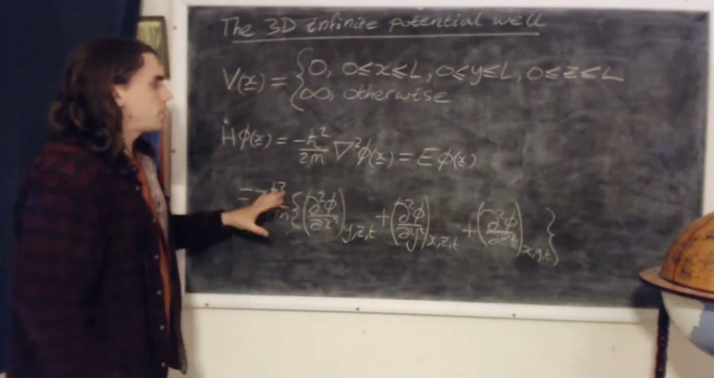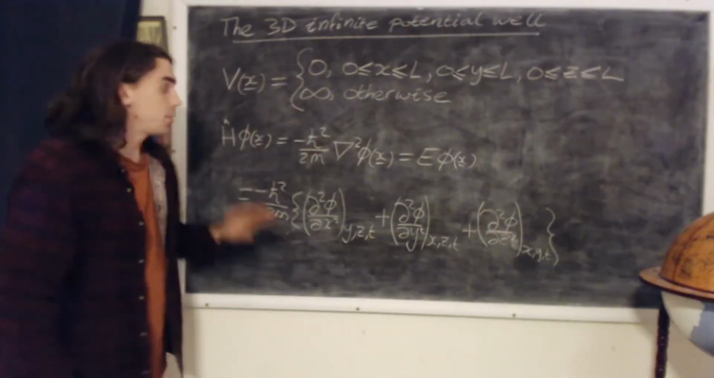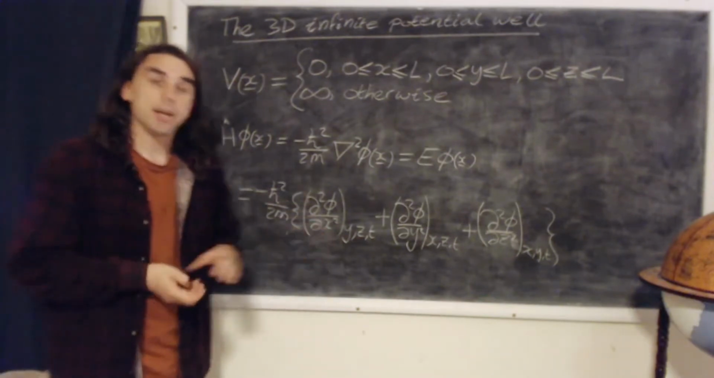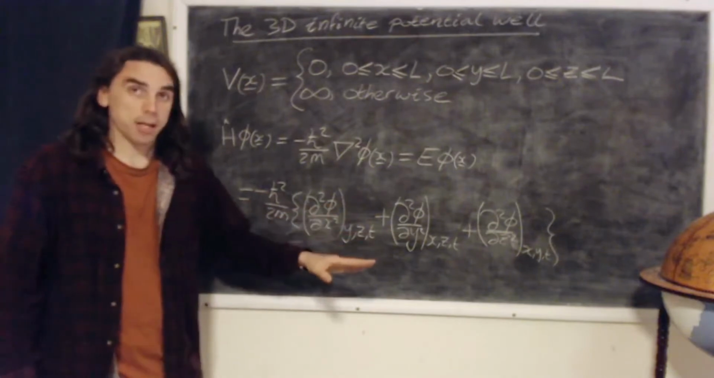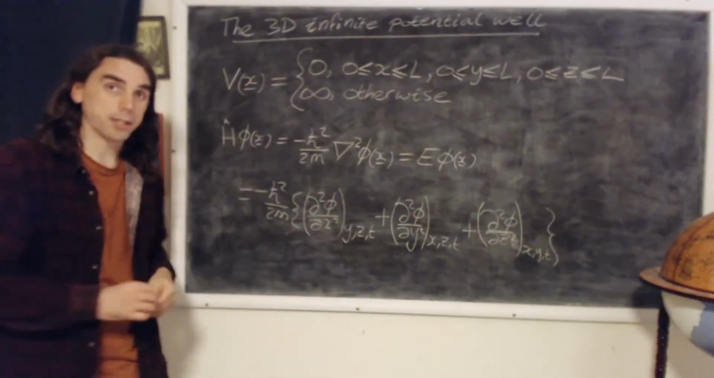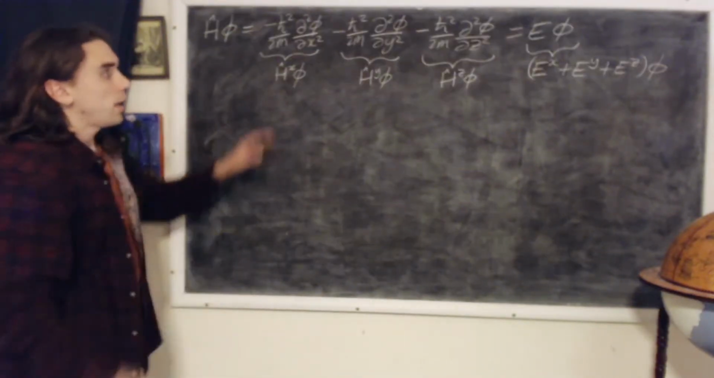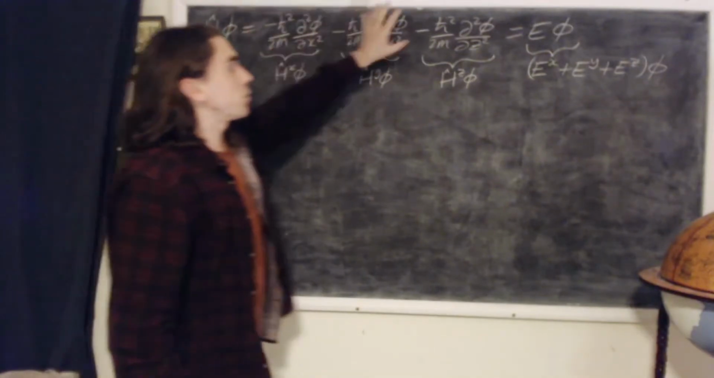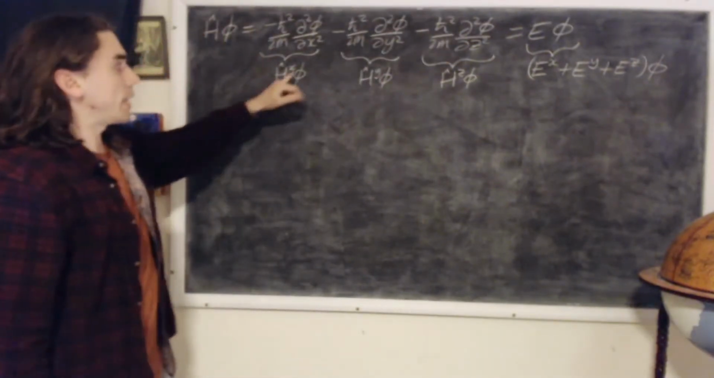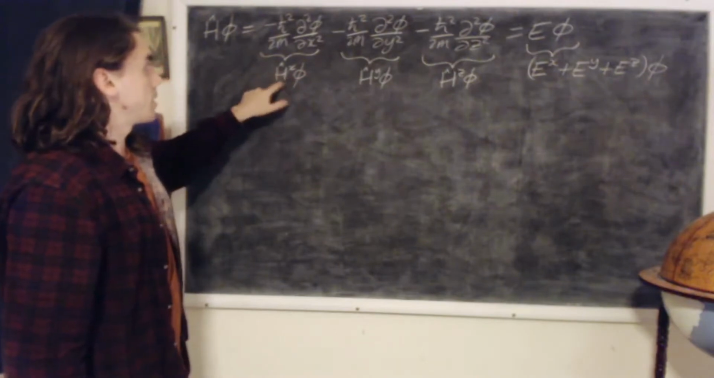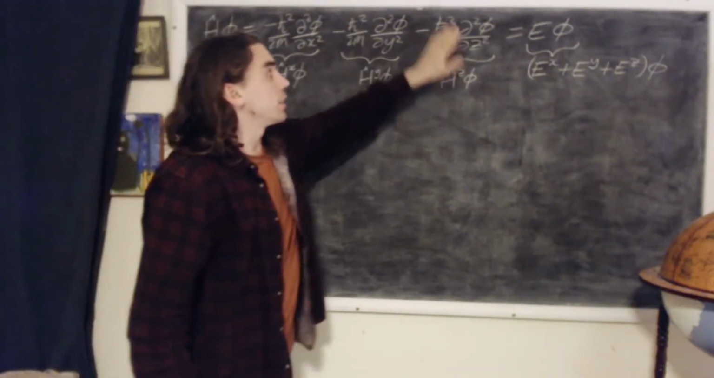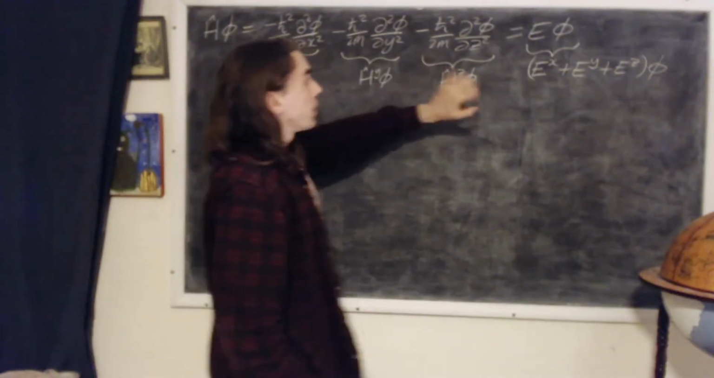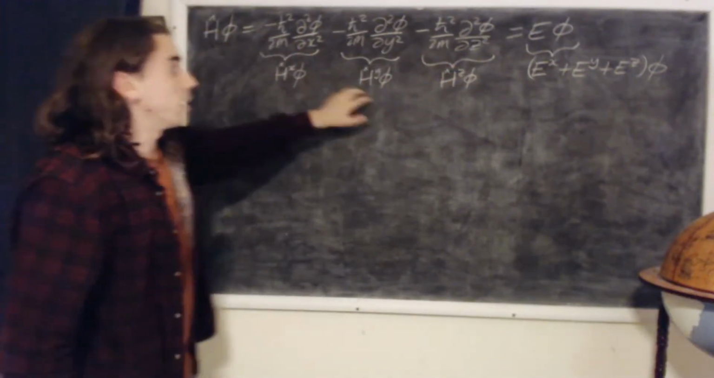So this equation is separable. We've already separated the time part in the usual manner, but we can also separate the x, y and z parts. So let's move this up to the top and do that on the next board. That is, we can separate the three terms. We can label them Hx acting on phi, where this is a differential operator defined by this equation, Hy of phi, and Hz acting on phi. So separating the Hamiltonian into three parts.